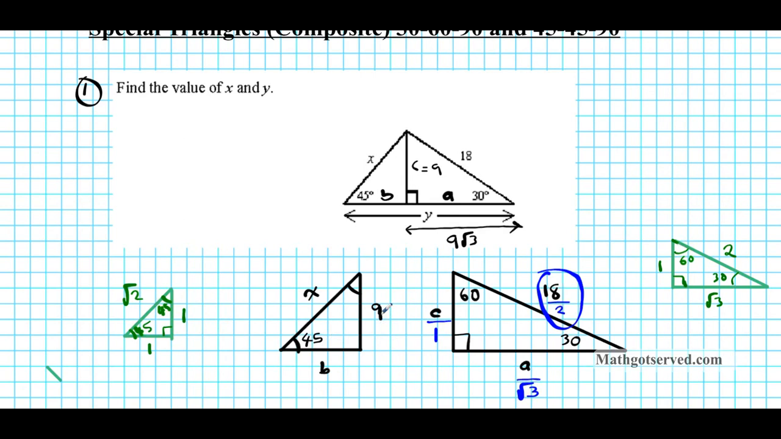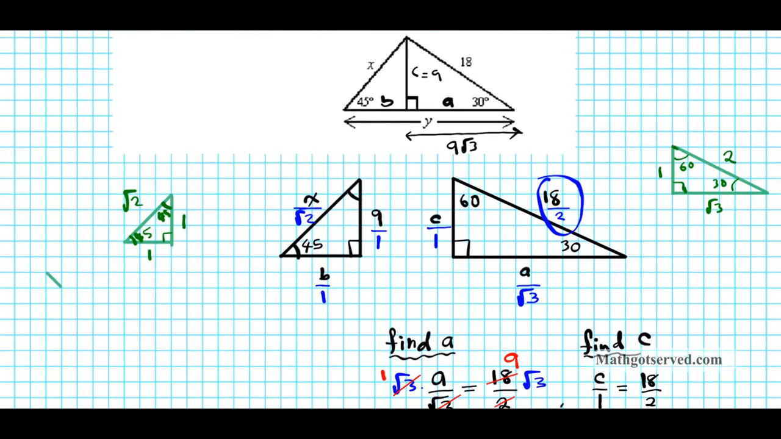All right, so what does that tell me here? The side opposite 45 is a 1, so 9 is going to be over 1, b is going to be over 1, and then the side opposite 90 degrees is root 2, so put this over root 2. This is what we get because the two triangles are similar.